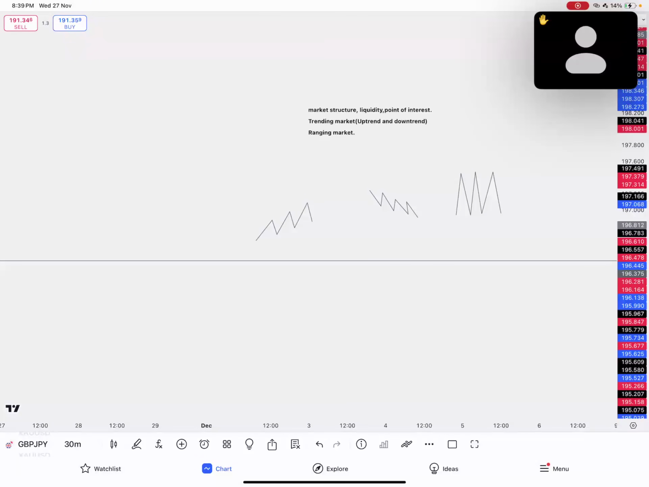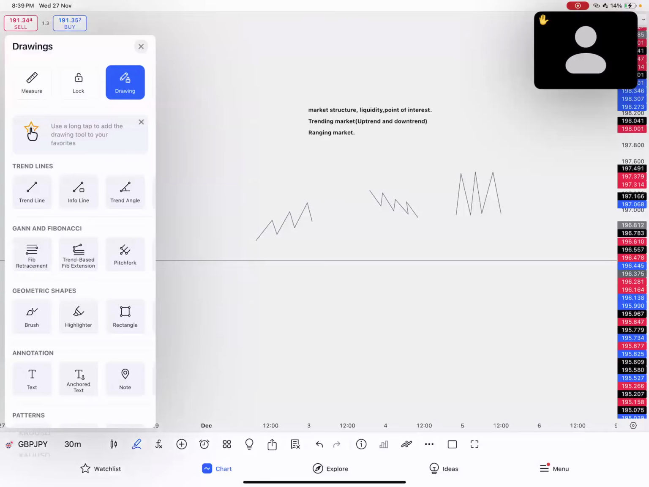Now, what do I actually look out for in the market structure part of my strategy? There are two key things I look out for: market structure shifts and breakout structures. A market structure shift is just an indication that the current trend is about to end and a new one is about to begin in the opposite direction. So what do I mean by this?